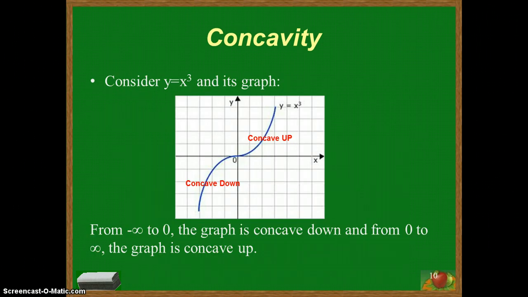Concavity. Let's look at a graph, y equals x cubed, and do some discussion on this. Okay, I've drawn the graph here, and if you notice on the x-axis from -infinity to 0, it appears to be what we call concave down, like a U turned upside down, half of that U turned upside down. And on the right-hand side is what we call concave up. So from -infinity to 0, we would say the graph is concave down, and from 0 to infinity, the graph is concave up. So how do we determine what the concavity of the graph is?